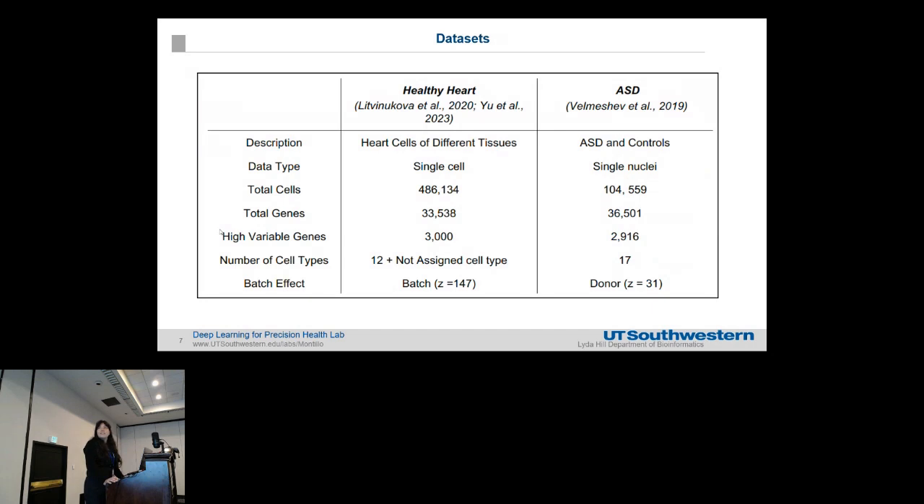The first one is the healthy heart data set. We chose this data set because it has a high number of batches, in total 147, and the batches are a combination of different protocols, tissues, and donor samples. And we also have the ASD data set in which we identify the batch effects as different donors, and we have 31 donors. We have samples from ASD and controls.